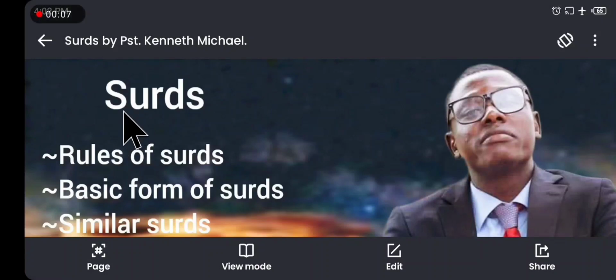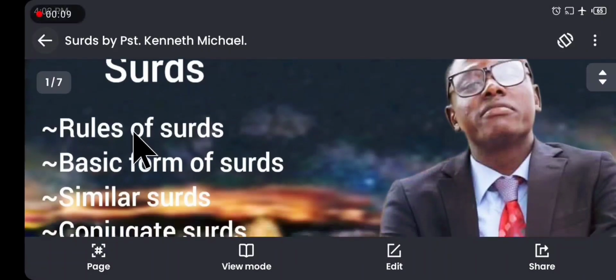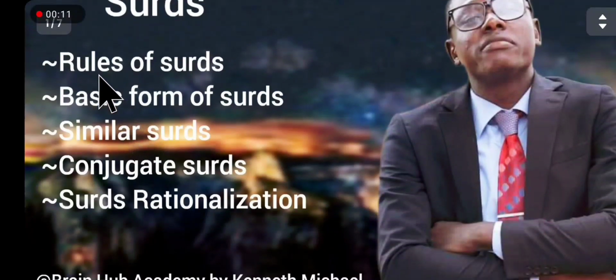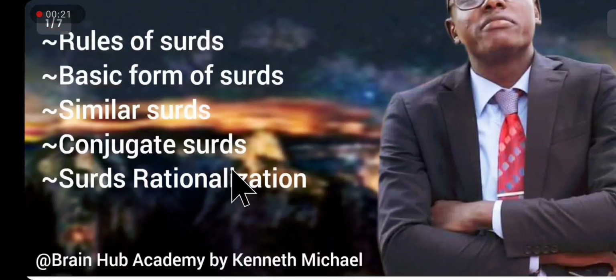This is Surd. Under Surd, we'll be looking at rules of Surd, basic form of Surd, similar Surd, conjugate Surd, and then Surds rationalization.